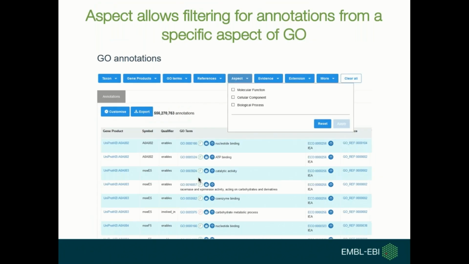Next is the aspect filter. This allows you to filter for the aspect of GO, in the ontology, that you're interested in. So whether you're only interested in cellular component annotations or biological process annotations, this is where you would do that.